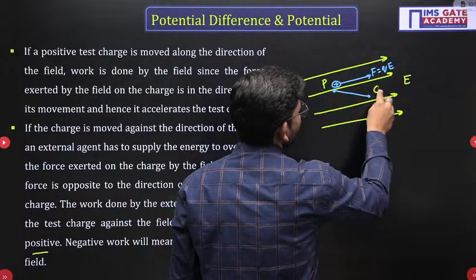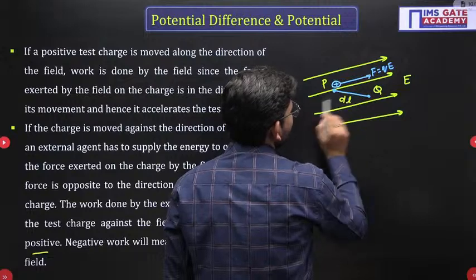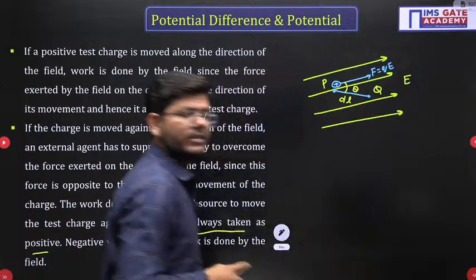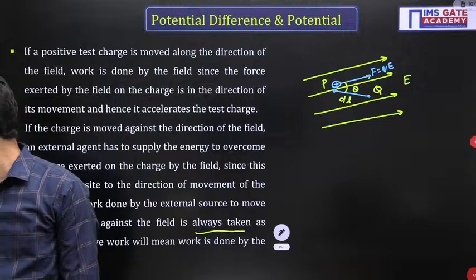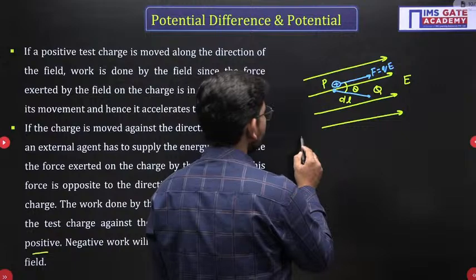We are moving it from position P to position Q, and while it travels some distance dl, it is making some angle theta like this. Okay, it is making some angle theta in this way. Then can you tell me how we will write the work done on this small charge?